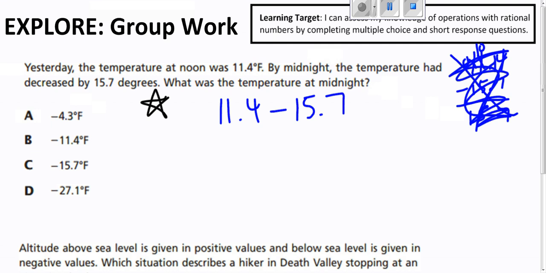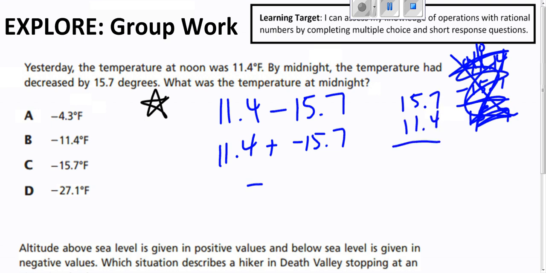When it's a smaller number minus a bigger number, do keep, change. So it's 11.4 plus negative 15.7. So now that tells me that my answer is going to be negative because 15.7 is bigger. And off to the side, I'm going to do the subtraction, and I'm going to get 4.3. So negative 4.3 degrees Fahrenheit.